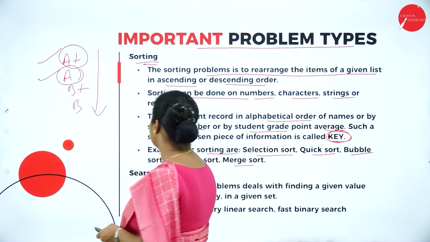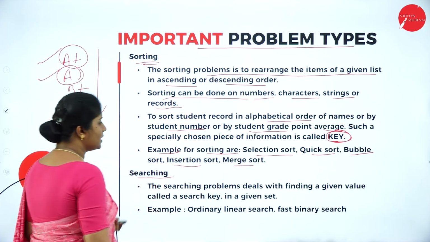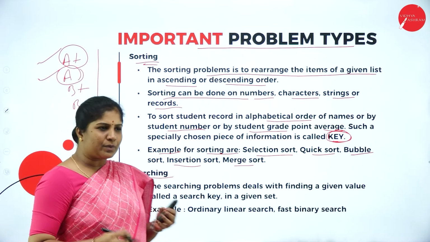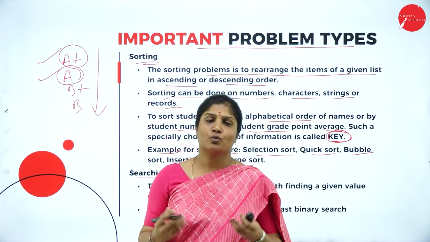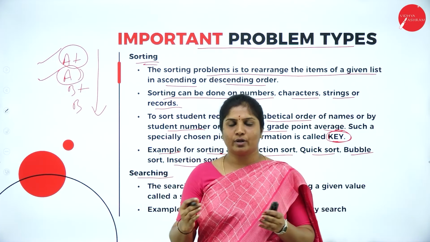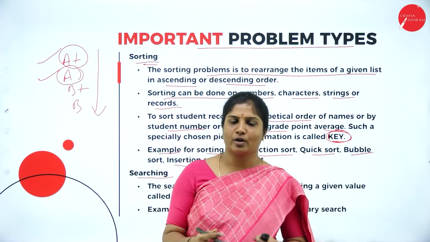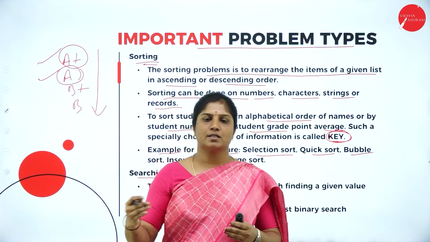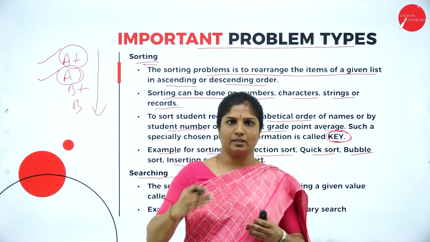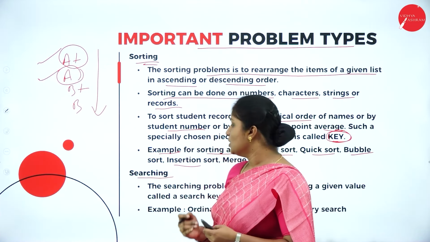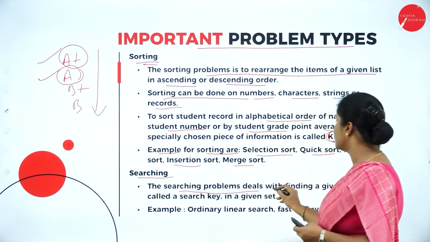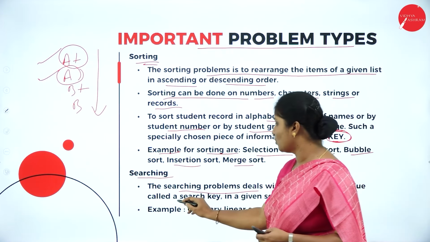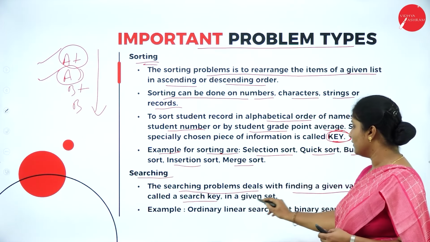Next, we will move on to searching. So what does searching mean? We are searching for something. For example, in a cupboard, if I want to search for a pen or a cloth, anything, we will search sequentially, isn't it? One by one, rack after rack. Like that, the searching problem deals with finding a given value, called a search key, in a given set.